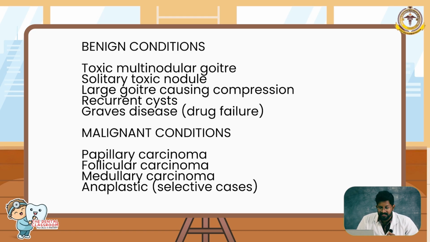Malignant conditions where surgery is preferred are papillary carcinoma of thyroid, follicular, and medullary. In anaplastic, you cannot attempt total thyroidectomy because it is a very aggressive tumor. It would have infiltrated to the deeper core, so resecting the tissue will come with a bit of difficulty. So we do an isthmectomy or certain debulking surgeries in anaplastic carcinoma of thyroid. Tracheostomy is mandatory to maintain the airway in anaplastic carcinoma of thyroid.